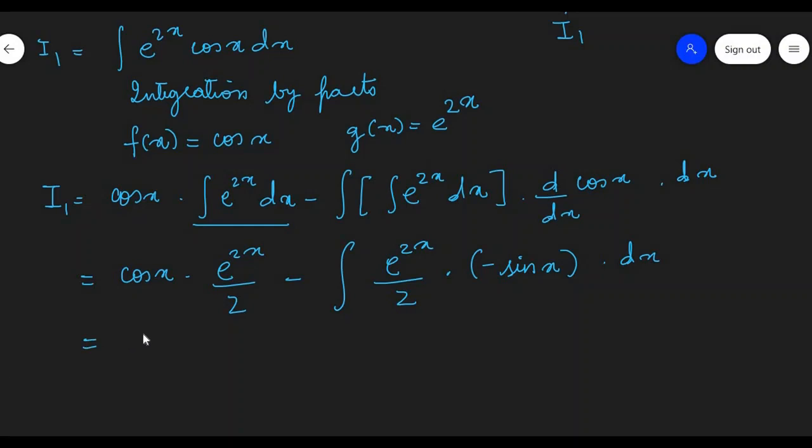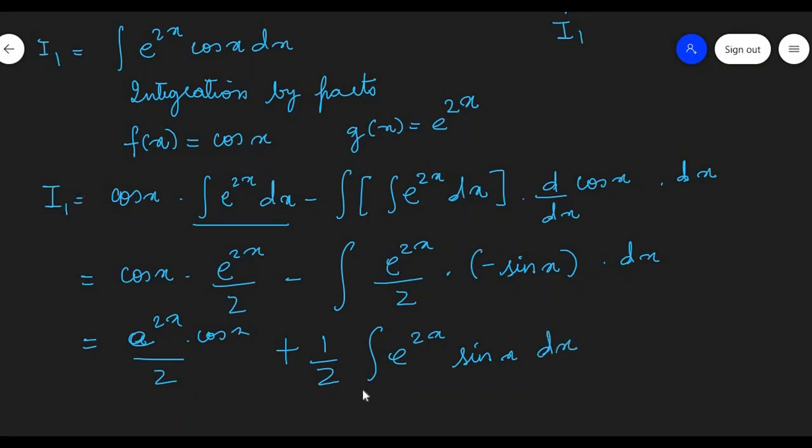Let's rearrange the terms a little bit. So I get e raised to 2x into cos x by 2 minus, these 2 minus when multiplied will become plus, and let's take this 1 by 2 outside integration. So I will get plus 1 by 2 integration of e raised to 2x sin x dx.